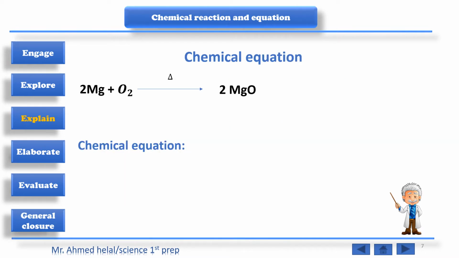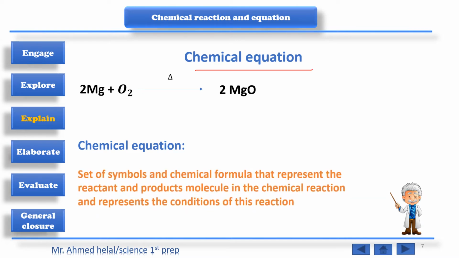And here we'll talk about the chemical equation. What is the chemical equation? It's a set of symbols, and chemical formulas that represent the reactants and products molecules in the chemical reaction and represent the conditions. Here, this is the condition of the reaction. This is the heat. Here we have heat. This is a condition for the reaction.